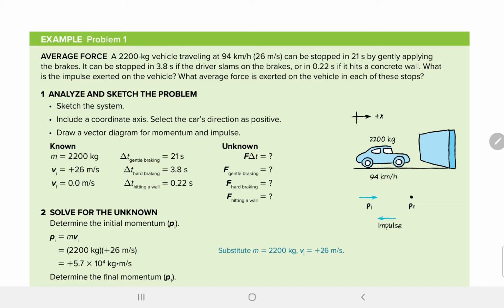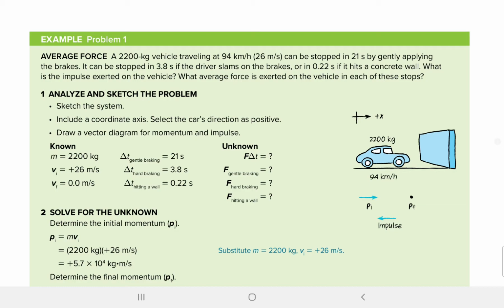Traveling at, because here we have the time in seconds, and here in seconds, and the third one also in seconds, we will choose 26 meters per second. So the first velocity that we have, v initial, is equal to positive 26 meters per second. In the question, he tells me that it can be stopped, so we have v final equal to 0 because the car is stopped.